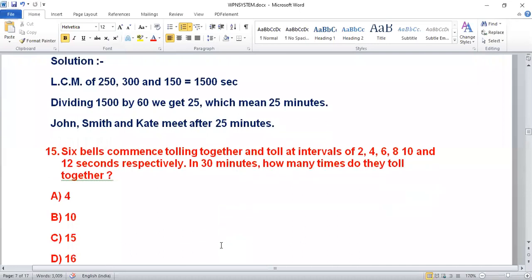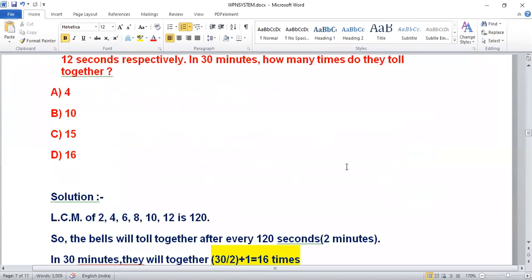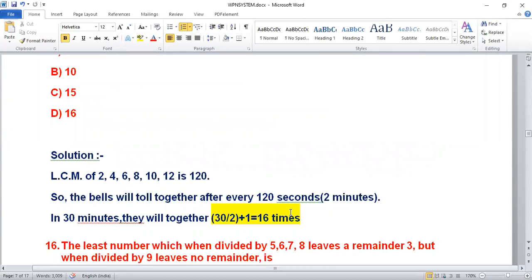As I've told you before, in questions regarding time, we can use the LCM method. Like in question number 15, there are 6 bells tolling at different intervals. In 30 minutes, how many times do they toll together? So you have to find the LCM of 2, 4, 6, 8, 10 and 12. It comes out to be 120 seconds or 2 minutes.